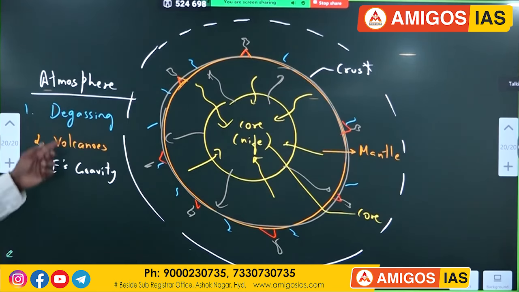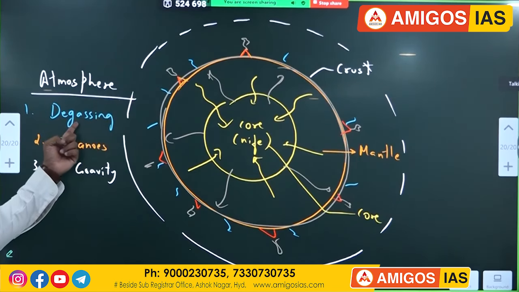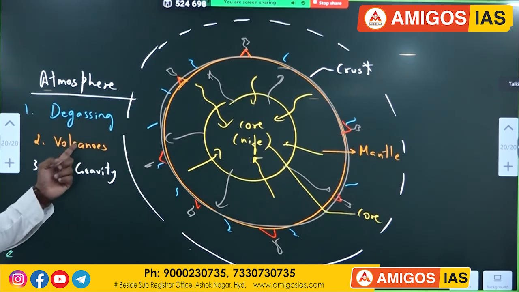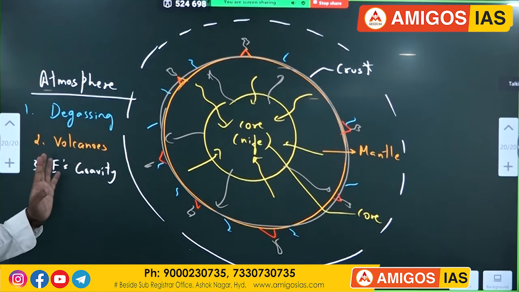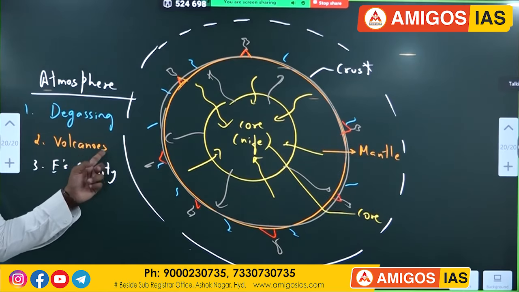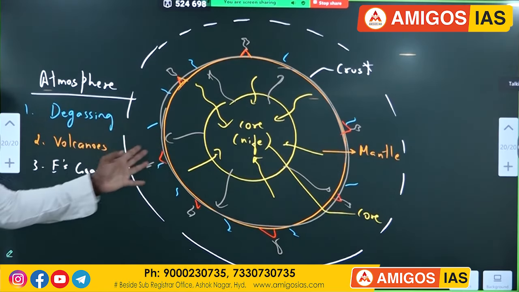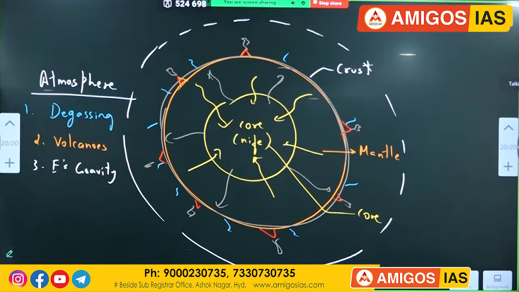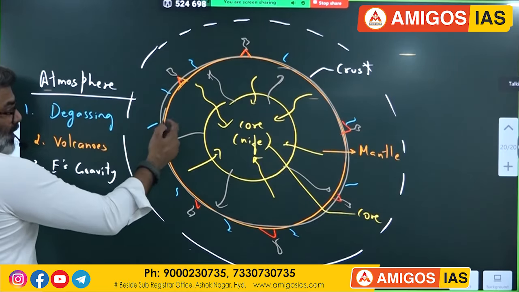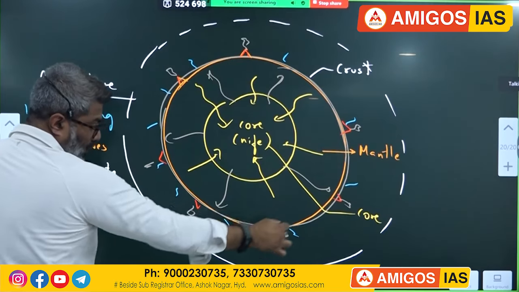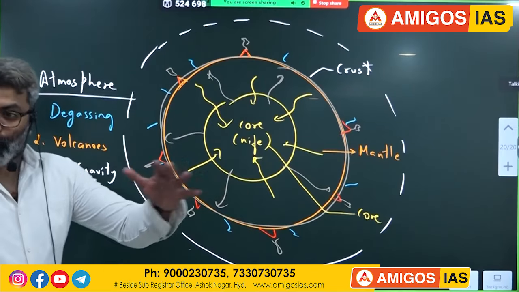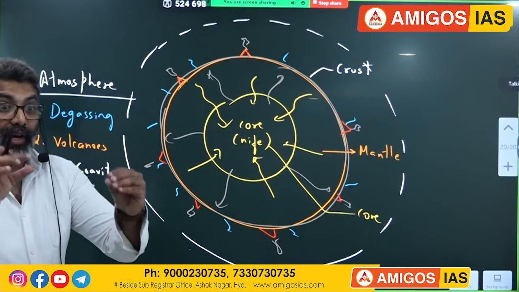Done? So atmosphere was formed due to degassing. This is a cooling process. Then volcanoes. Then Earth gravity. Volcanoes transfer the heat, dust, gases. All that becomes part of the atmosphere. So don't you think all this, when it happens, the Earth's surface will cool? So Earth's surface will cool. It will contract, become hard.